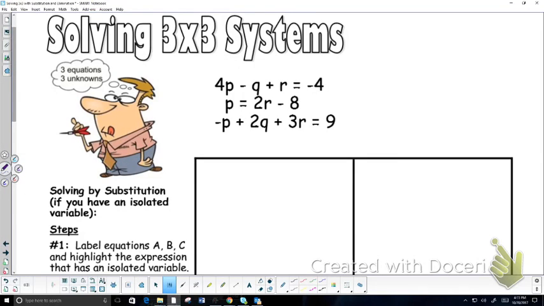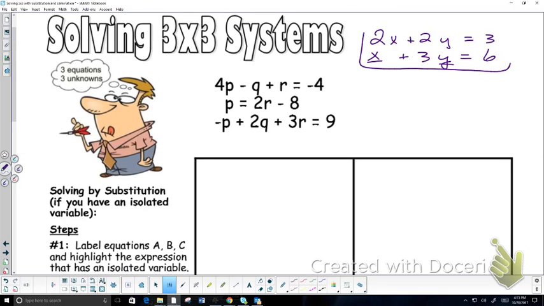Okay, so far we've been doing 2 by 2 systems. In other words, we had something maybe like 2x plus 2y equals 3 and x plus 3y equals, I don't know, 6. This would be a scenario where you got 2 variables, so if you're going to solve it, you're going to have 2 equations. Well, what you'll notice is now we've got 3 variables. I got a p, I got a q, and I got an r. So if I'm going to have 3 variables, that means I'm going to need 3 equations to solve it.